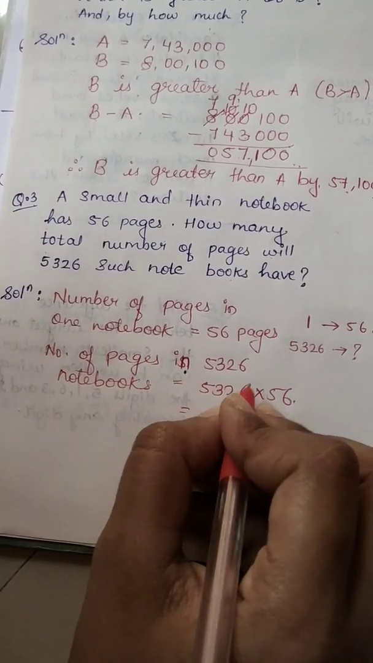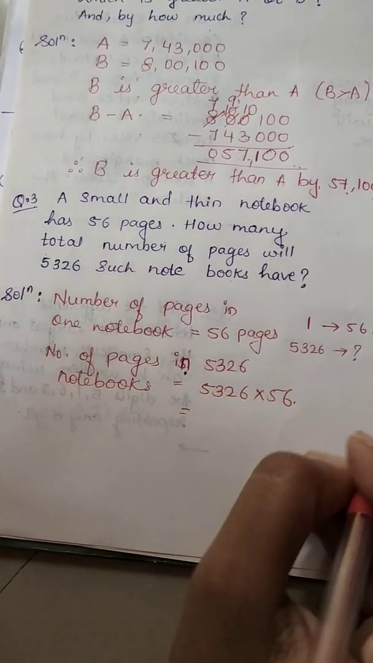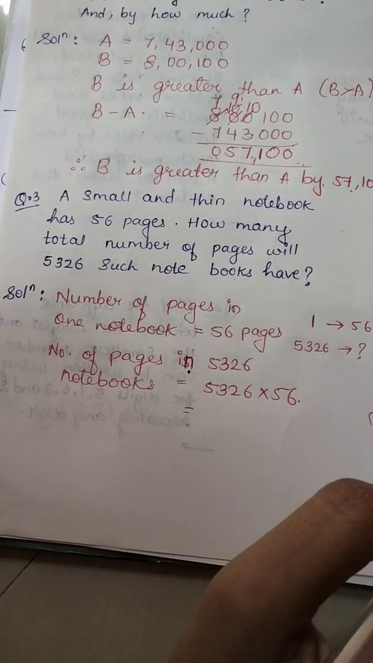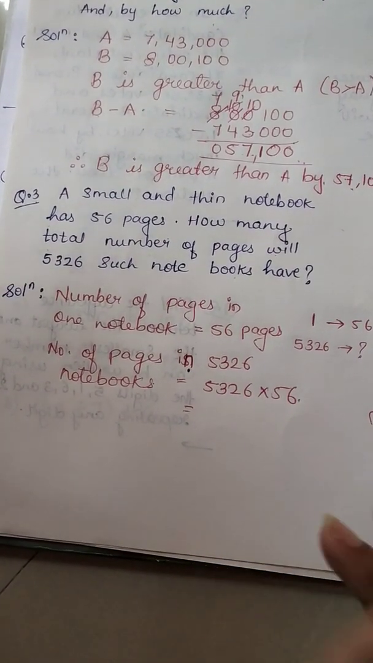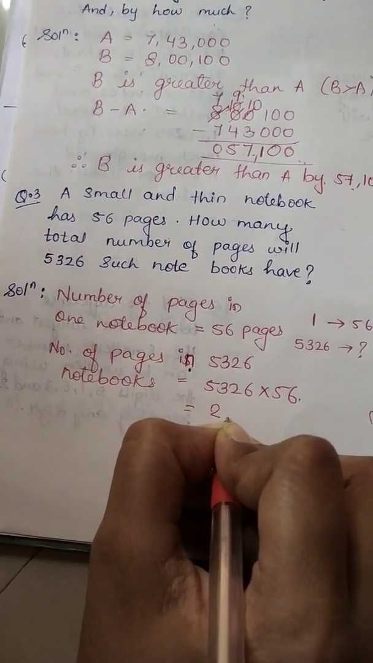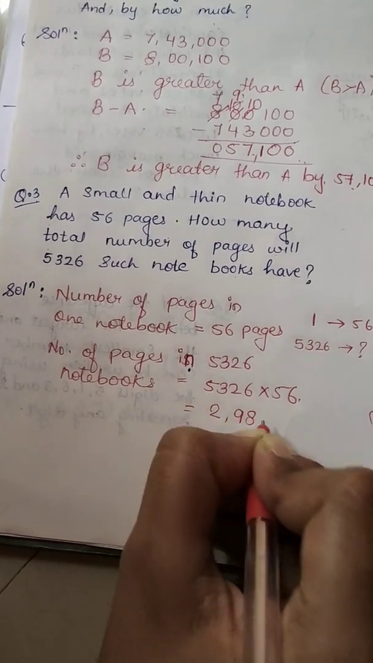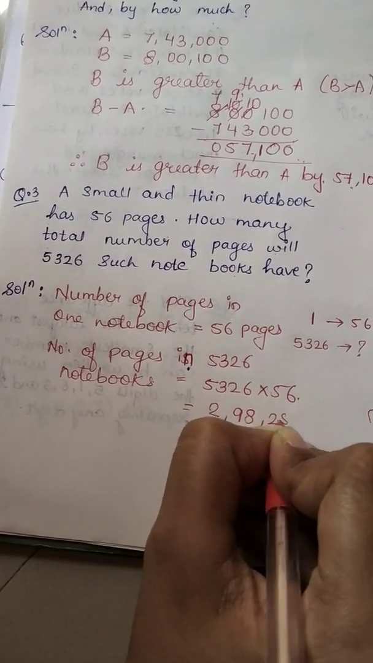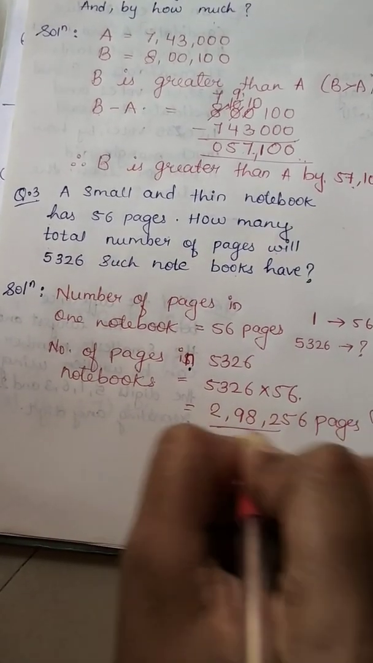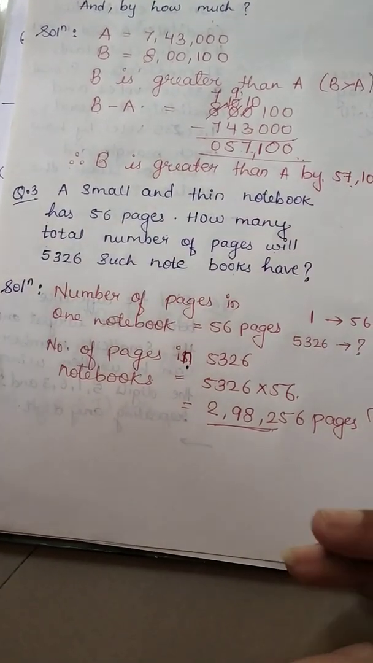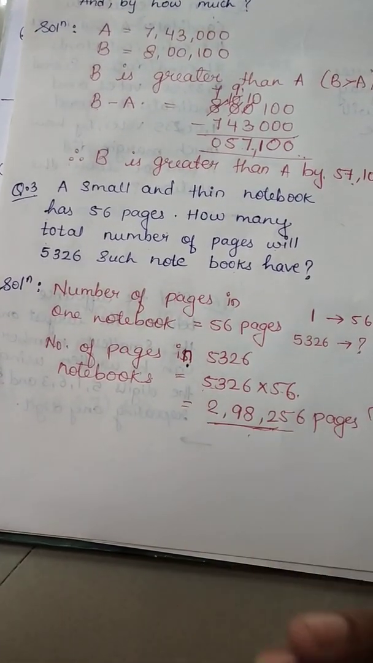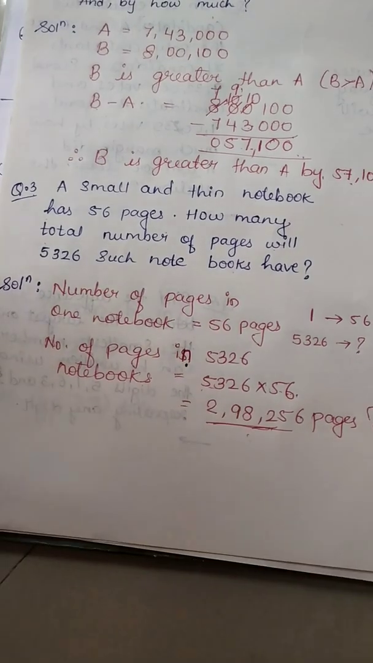So I guess you need to do the manual calculation. So take time, do the calculation. By the time I'll be writing the answer. 298,256 pages. So hope you have done the calculation correctly. So you just have to multiply and get the answer. And I know multiplication is nothing new to you. You can easily do it.